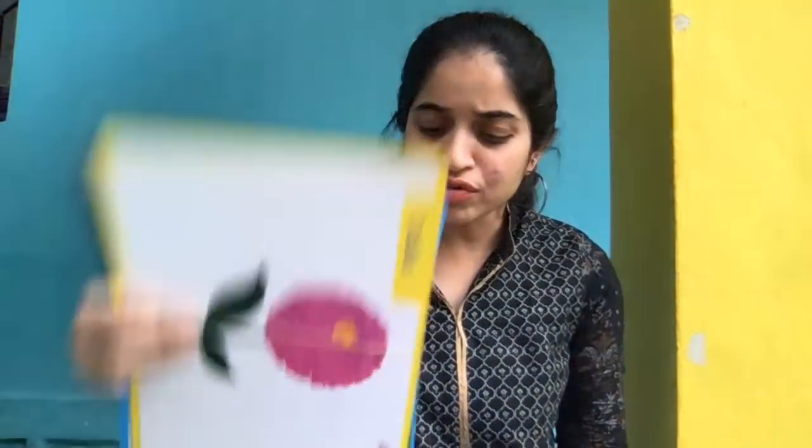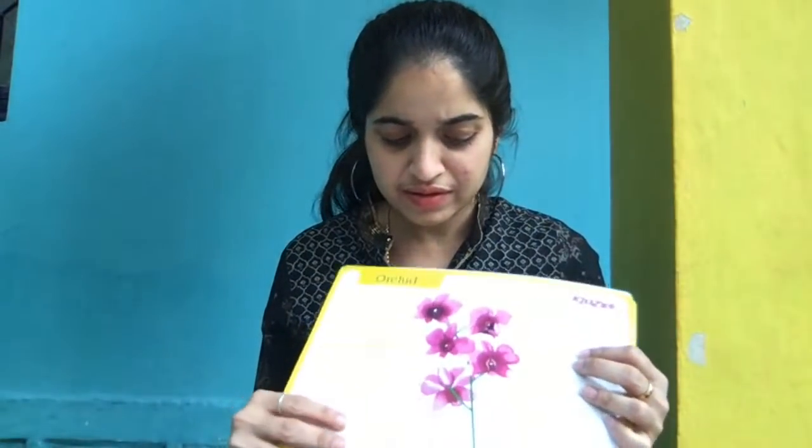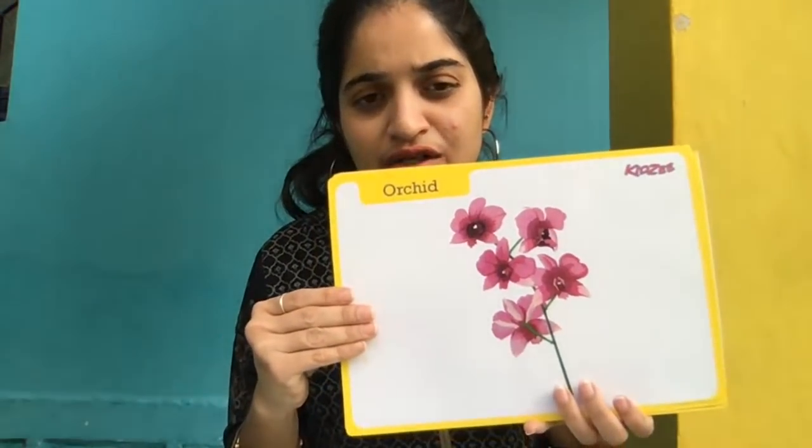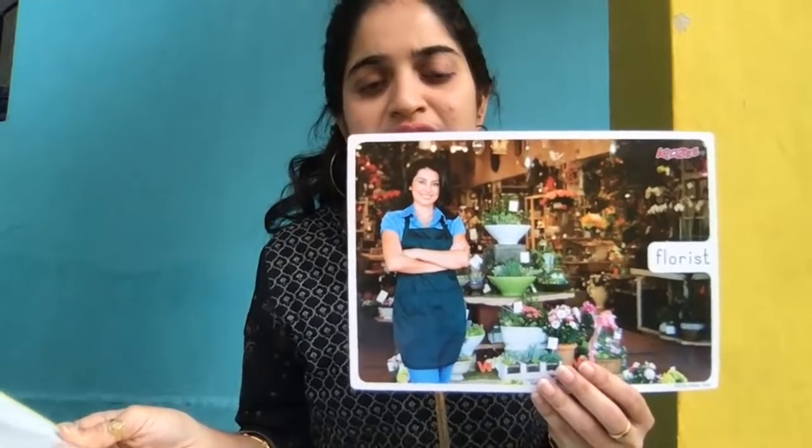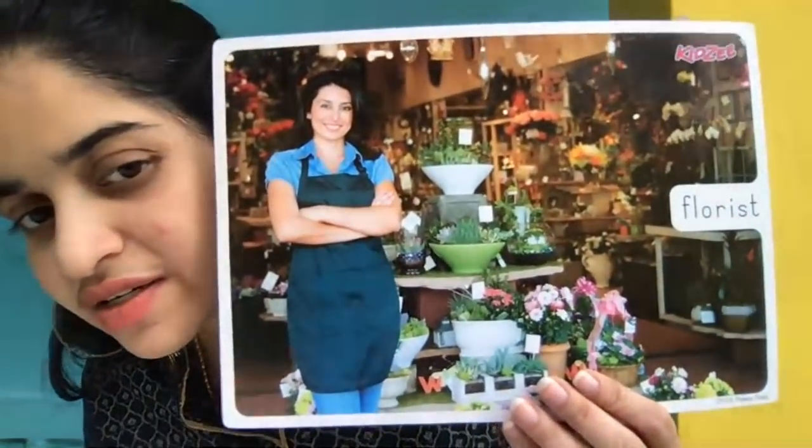Listen to me, okay? Once upon a time, there lived a red rose. Okay. What happened to the rose flower? First, we will see what are the different flowers. See children here. Orchid. Carnation. She is called a florist. Florist is a person who arranges flowers and decorates it beautifully. We call them florist.